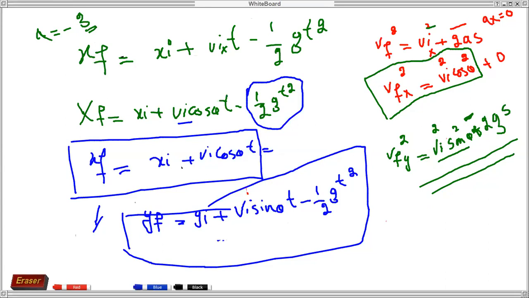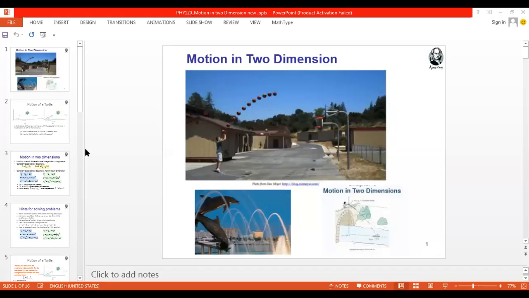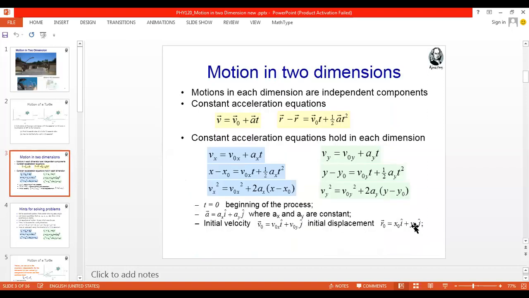Okay, thank you, sir. Okay, welcome. Let me solve one example. I'm going to stop sharing this one, then I will share the questions. These are equations.